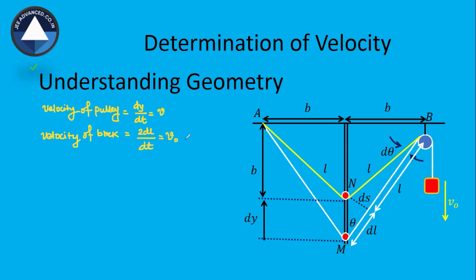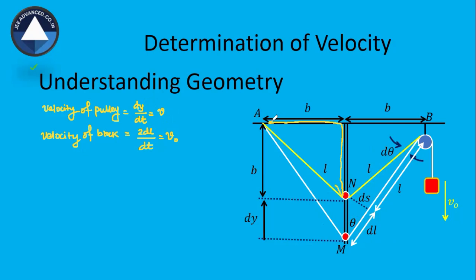Okay. Now let us find the relation between v and v naught. If we can relate dy and dl, then we will be able to find the relation between v and v naught. So we have to understand the geometry of the situation. Okay, see here, you can see that this length is equal to L. This angle is equal to theta. This distance is given equal to b. This distance is also given equal to b.